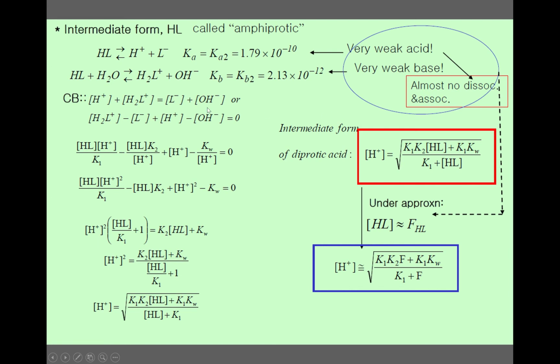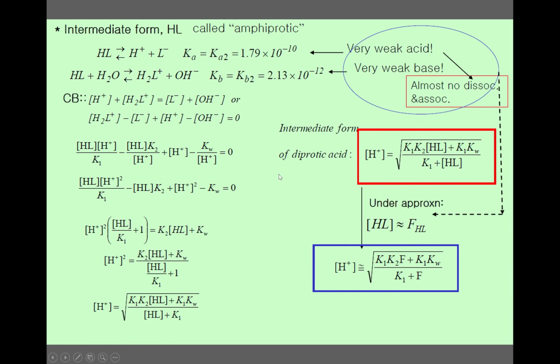But only from these two equilibrium constants can we decide whether the solution is acidic or basic when HL is dissolved in water? Since Ka is greater than Kb, the solution becomes acidic when HL is dissolved in water. But how do we exactly calculate the pH? Then we have to develop a theory about this intermediate form.